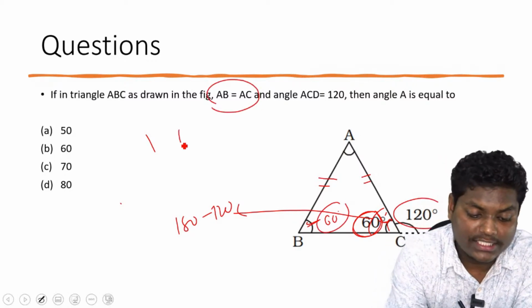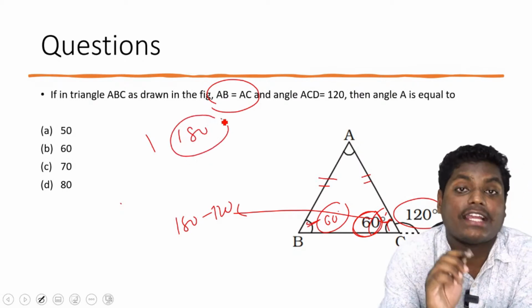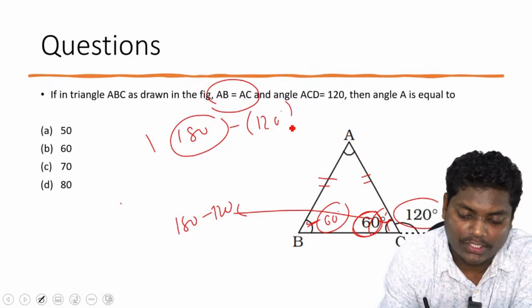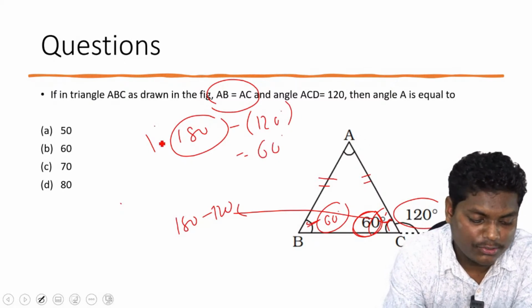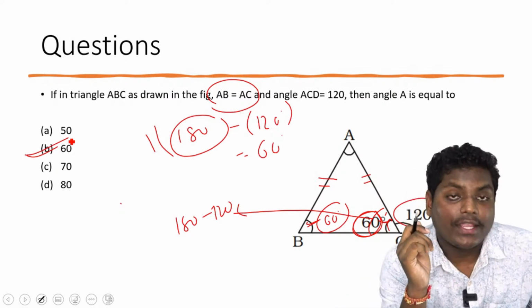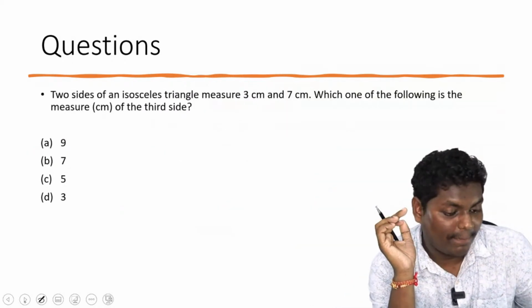Now we know the sum of all the angles in a triangle is 180 degrees. So 180 minus, if we add these two angles, it will be 120. So it will be 60. So basically the correct answer is 60. Okay, moving to the next question.